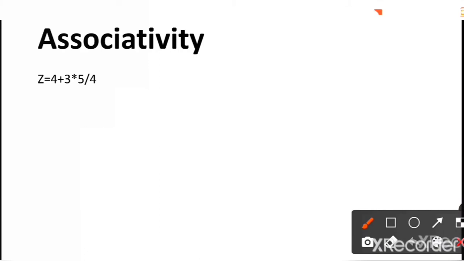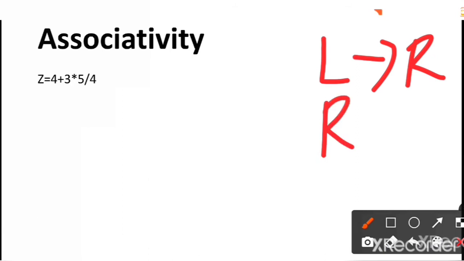Associativity is used when two operators of the same precedence appear in an expression. Associativity can be either left to right or right to left. Here in this expression, both the star and division operators have the same priority or precedence. In that case, the associativity concept comes into the picture.